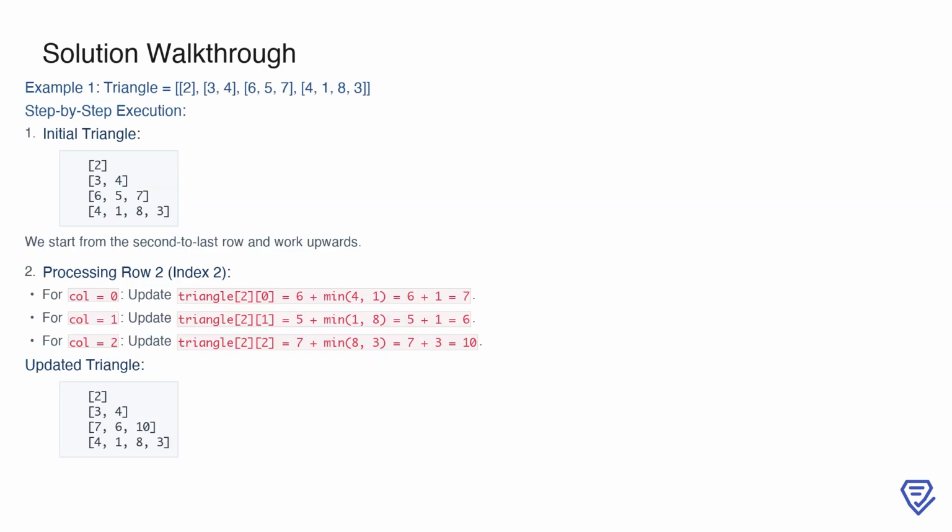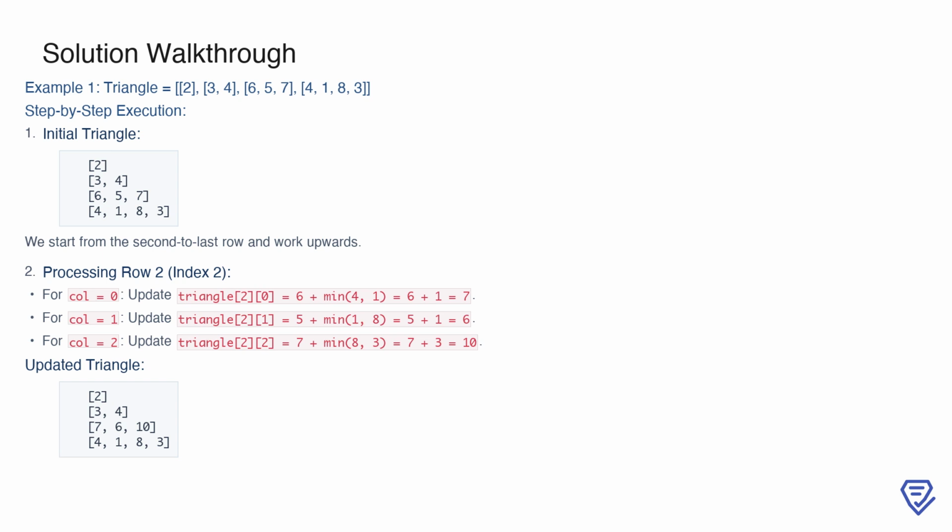We begin with the given triangle, 2, 3, 4, 6, 5, 7, 4, 1, 8, 3. The goal is to minimize the path sum from the top to the bottom. To achieve this, we start processing from the second to last row, which is row 2, and move upwards. For row 2, at column 0, we update triangle[2][0] by adding its value, 6, to the minimum of the two numbers directly below it, 4 and 1. This gives us 6 plus 1 is equal to 7.